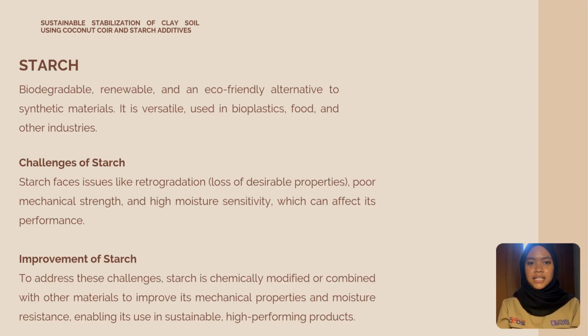Next, cassava starch is biodegradable, renewable, and an eco-friendly alternative to synthetic material. But there are some issues with starch, which are poor mechanical strength and high moisture sensitivity. To improve cassava starch, it can be modified or combined with other materials such as boric acid or glucose to improve its mechanical properties and moisture resistance, enabling its use in sustainable high-performance products.